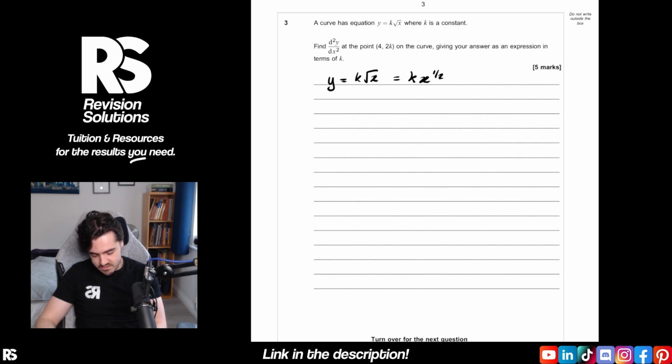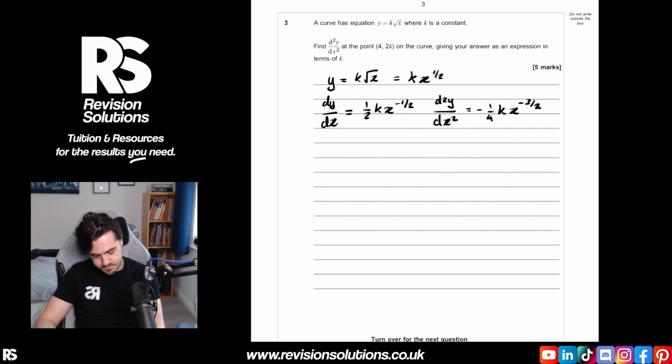So then our first derivative, dy by dx, would be a half k x to the minus half. And then our second derivative, d2y by dx squared, would be, multiplying by the power again, minus a quarter k x to the minus 3 over 2.